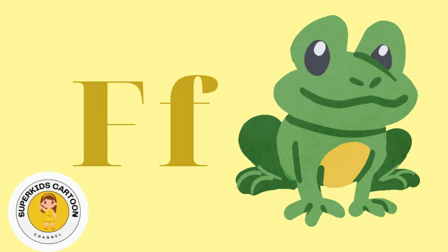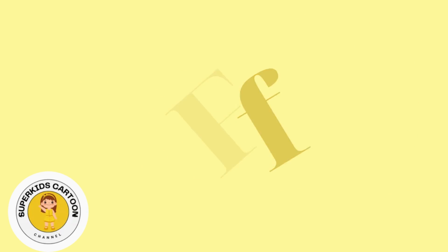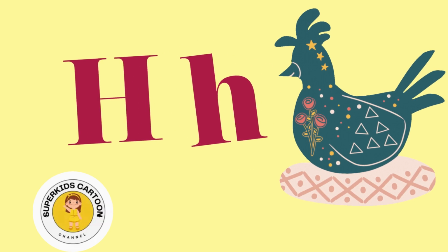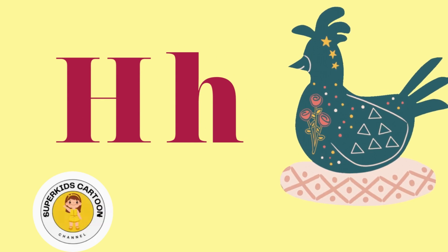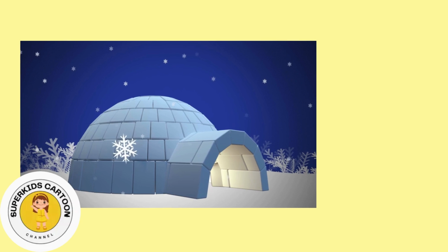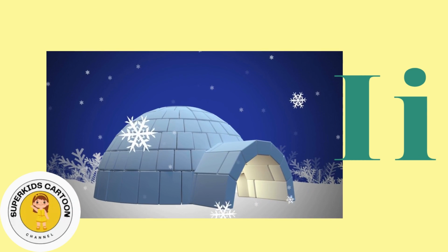F is for frog, frog. G is for grapes, grapes. H is for hen, hen. I is for igloo, igloo.